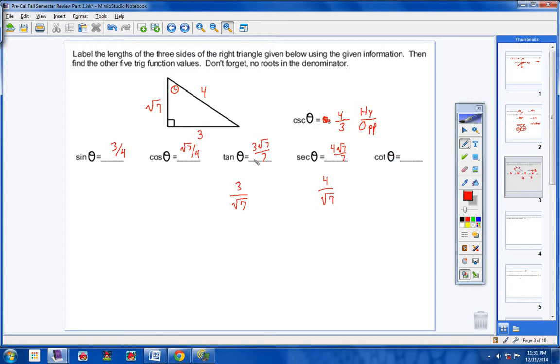Cotangent would be the reciprocal of tangent, so if we flip this, we get 7 over 3 square root of 7. Alright, so if we rationalize that, we'll get 7 square root of 7 over 21. Let me show you where I got that so there's no confusion. Let's bring this down here. Let's erase this. We're going to multiply the top and the bottom by the square root of 7. So here we go.